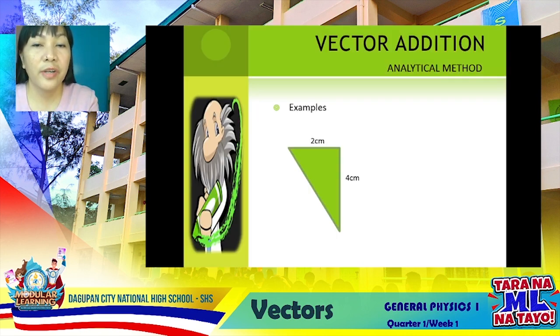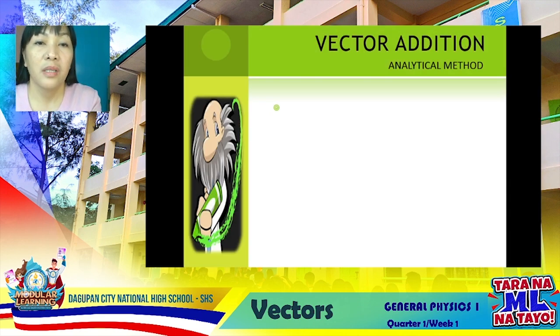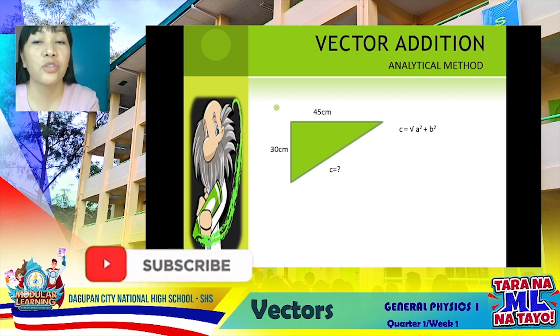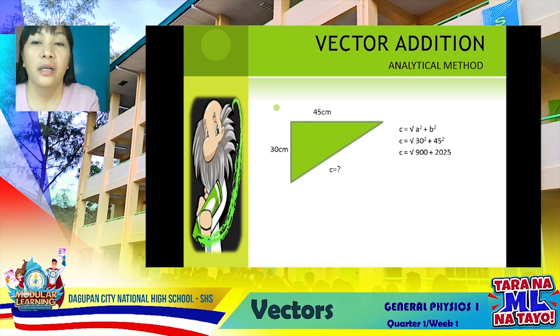Examples. Two vectors are given, two sides of the right triangle, and we are asked to find c. The formula for c is c equals the square root of a squared plus b squared. Substituting the given values into the formula, we obtain the value of c, which is equal to 4.47 centimeters. Next, we have 45 centimeters and 30 centimeters, again sides of a right triangle. We are asked to find the hypotenuse of the right triangle. So c is equal to the square root of a squared plus b squared. Substituting the given values, we have c equals 54.08 centimeters.